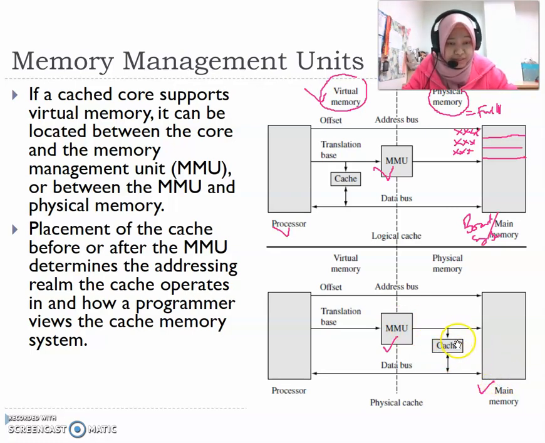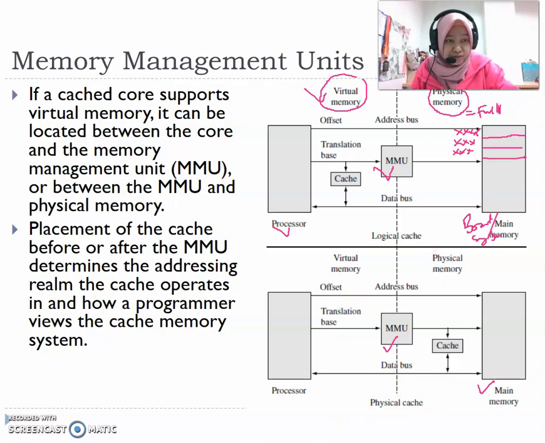Why is that? Because the cache needs the memory management unit to translate the virtual address given by the processor before it knows which data needs to be accessed by the processor. This kind of cache, we call a physical cache.